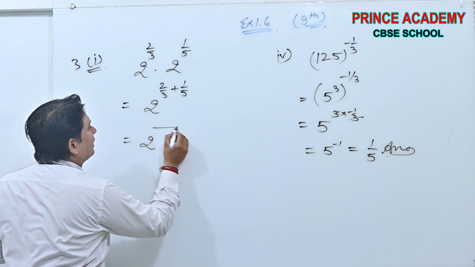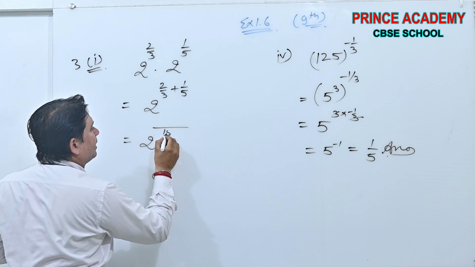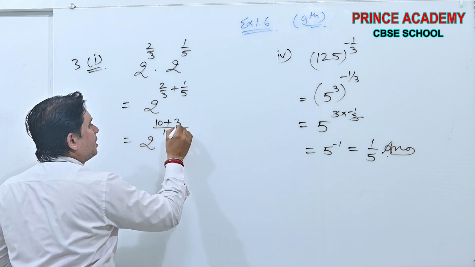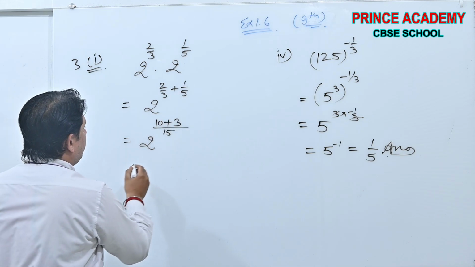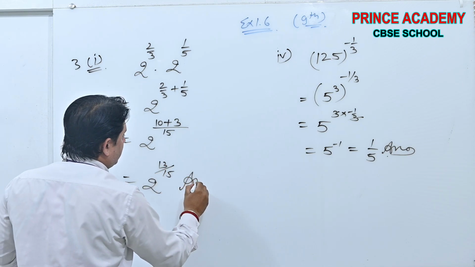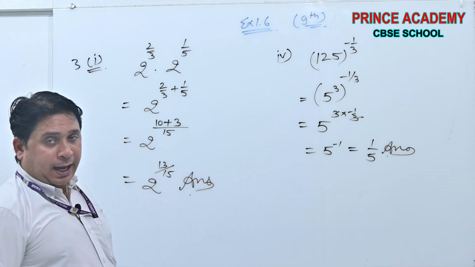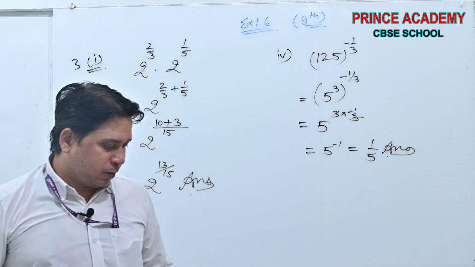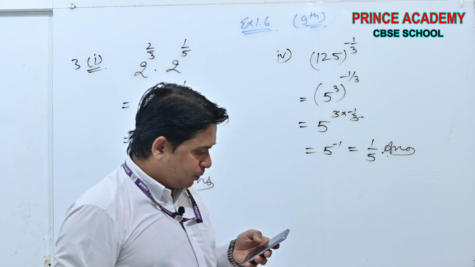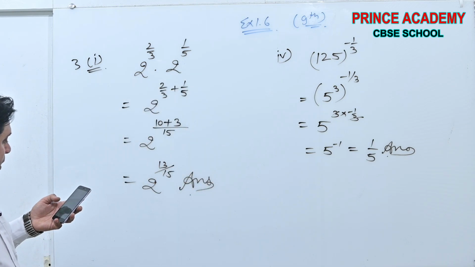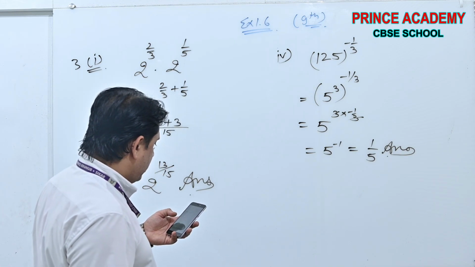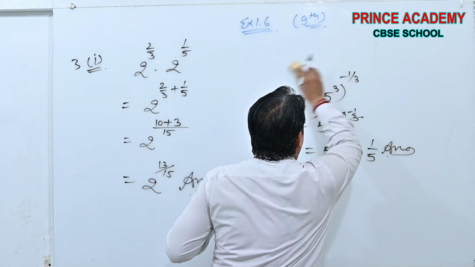Now here if you take the LCM 15. 5 2s are 10, 3 1s are 3. Yes or no? What will you get? 2 raised to power 13 by 15. This is the answer. Okay? Yes or no? It was a very simple question beta. Okay, done. Clear? Next question.